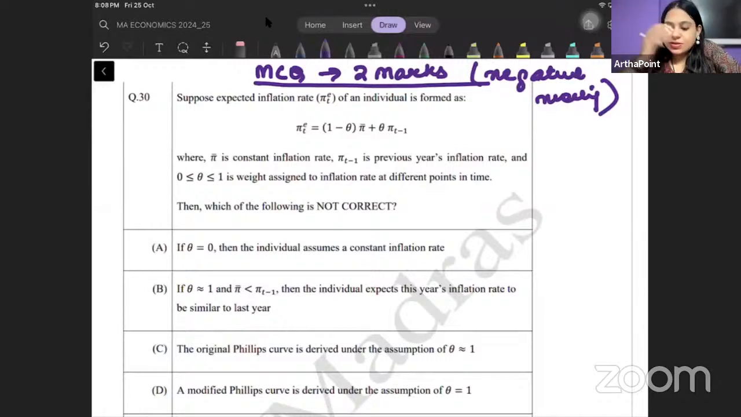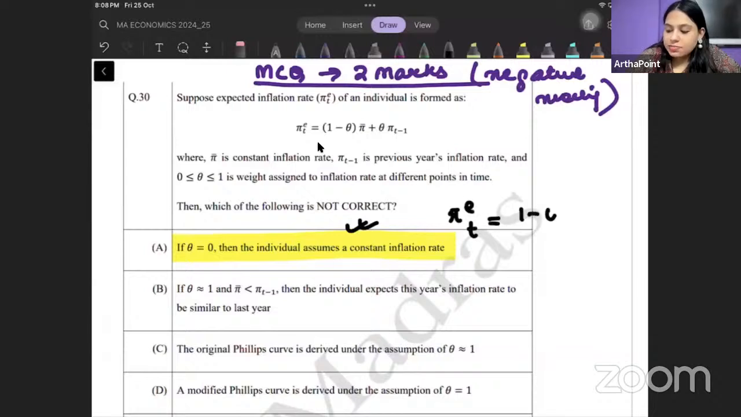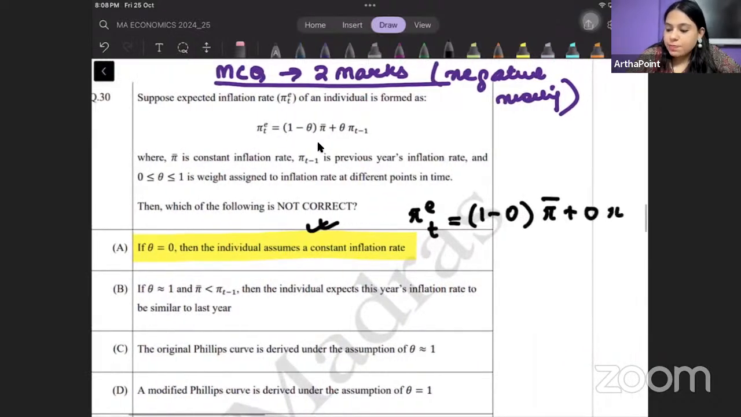Go statement by statement. Can you tell me if the first statement is correct or not? This one. All of you are correct. Absolutely. Yes, सही statement है. क्यों? Because if I put theta as 0, I will get pi e_t equal to (1 minus 0) pi bar plus 0 times pi t minus 1. So I will just get pi bar. Meaning I am getting constant inflation. Absolutely, this is correct.